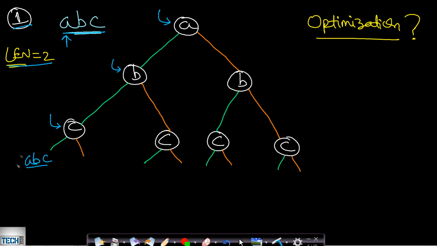So this is of length 3, which is not equal to the combination length, so we will not include it. Now the next option is we will exclude this C. If we exclude this C, then the string formed will be AB. So this AB is of length equal to the combination length, therefore we will store it somewhere. Now we will backtrack from this C to B.